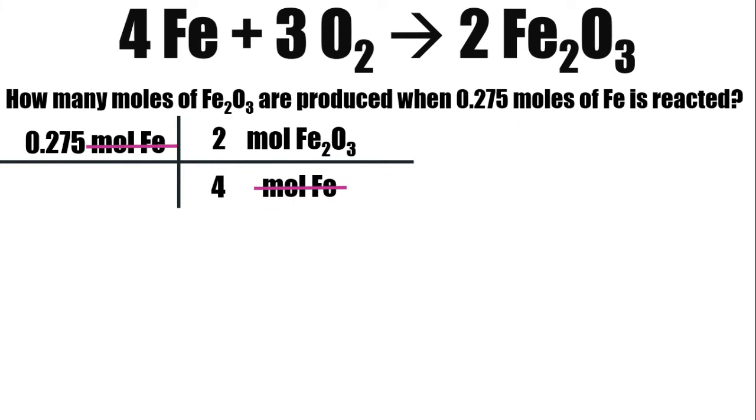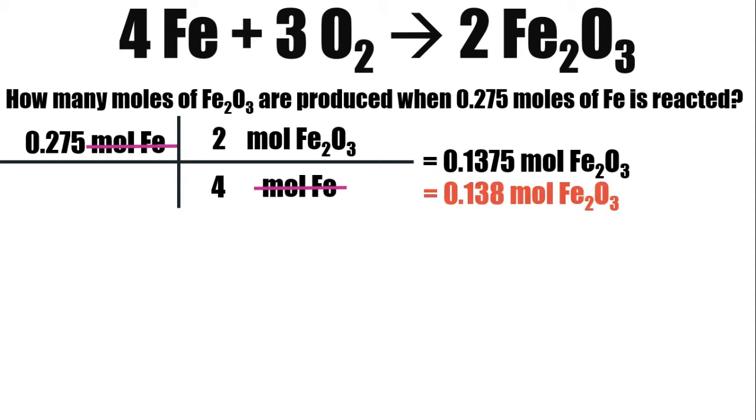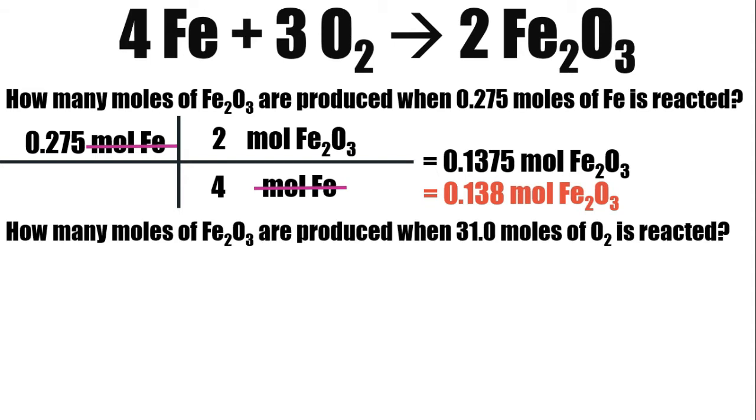Cancel the unit. We now have mole of Fe2O3. Then do the math, that will give you 0.1375. But the given only has 3 significant figures, so our final answer will be 0.138 mole of iron(III) oxide. Next, how many moles of Fe2O3 are produced when 31.0 moles of oxygen is reacted?